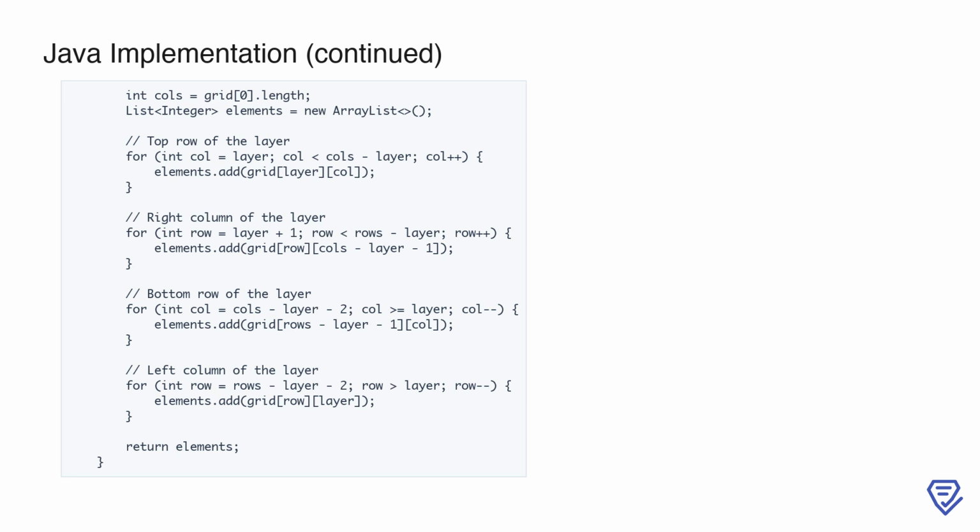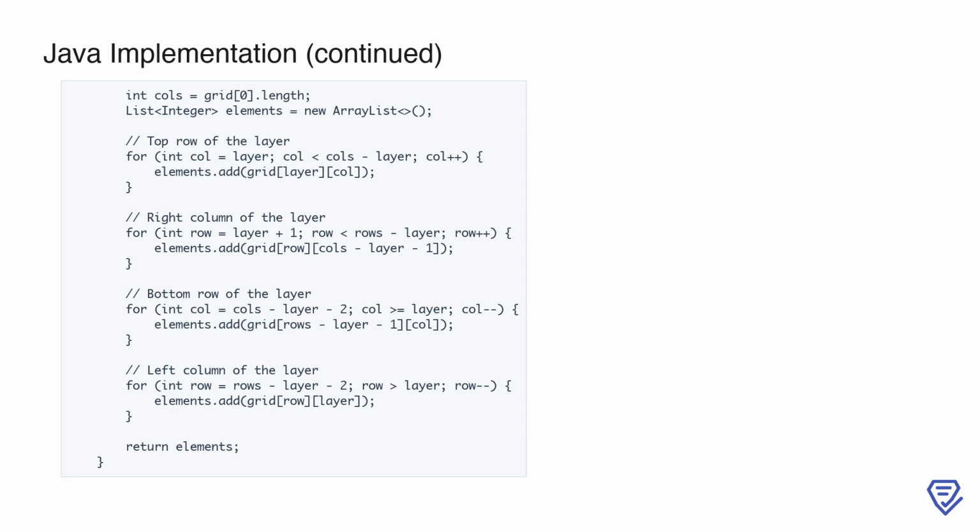Using a for loop, we traverse from the left to the right of the top row and add each element to the list. Next, we move to the right column and iterate downward, adding elements from the top boundary to the bottom boundary of this column. For the bottom row, we traverse in reverse order, from right to left, appending each element to the list. Finally, we handle the left column by iterating upward, excluding the corners that were already processed.